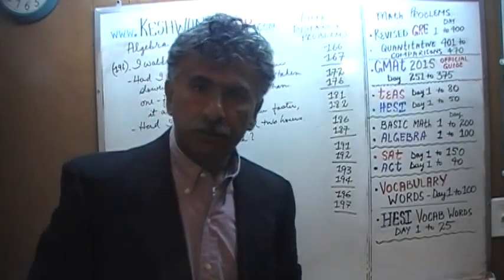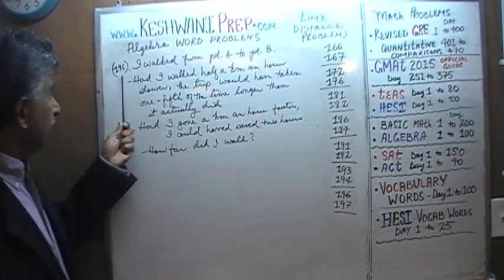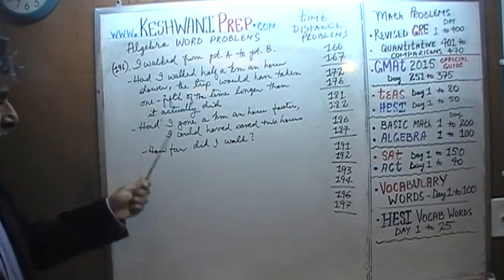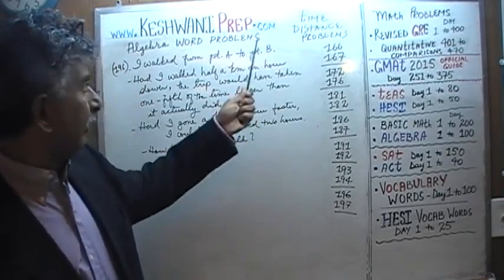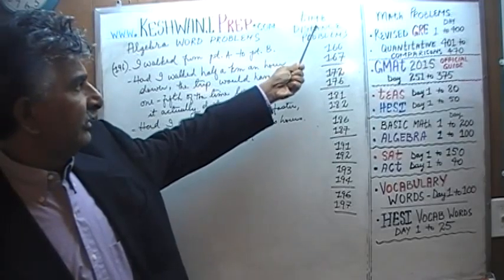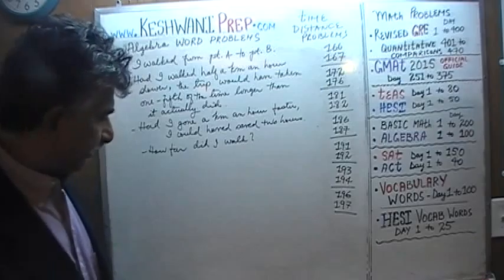K-E-S-H-W-A-N-I, Keshwani. We are here because we want to learn how to solve algebra word problems. Today we'll solve problem number 196. Problem number 196 also happens to be the penultimate problem dealing with the notion of time and distance. We have done several problems here, as you can see in the list, dealing with, as I just said, time and distance. And today we'll do 196, the penultimate problem.